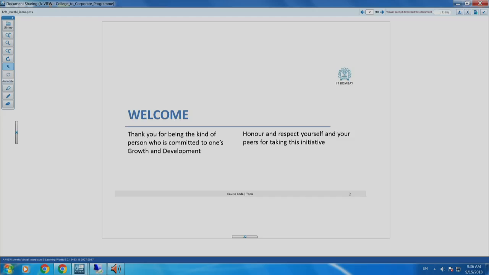And honor and respect is for yourself as well as your peers for taking this initiative. While we are offering it from here, I just want you to know that over the next few weeks, you will realize that the people sitting next to you are also the kind of people who are committed to their growth and development.